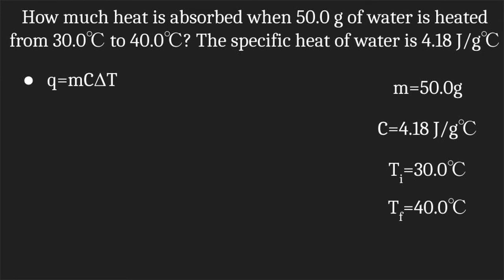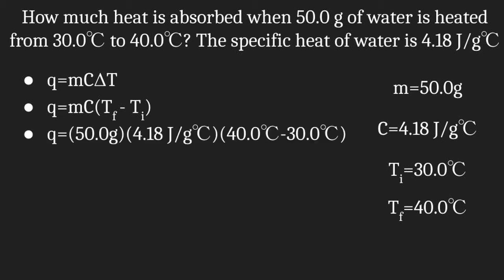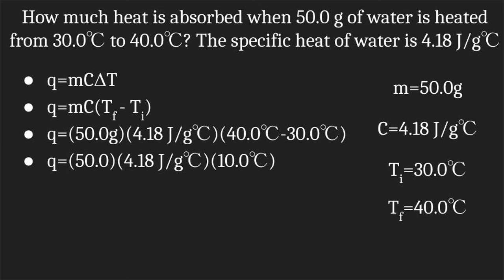Next up, we're going to go to our equation. We're going to get rid of delta T and replace it with T final minus T initial in parentheses. And then after that, we just have to plug in. So we get Q equals 50 times 4.18 times 40 minus 30. Then to do the math, we're going to simplify the 40 minus 30 and get 10. So we get Q equals 50 times 4.18 times 10. And multiplying through gives us that Q equals 2090 joules. Joules is our unit for heat, and that is our final answer.